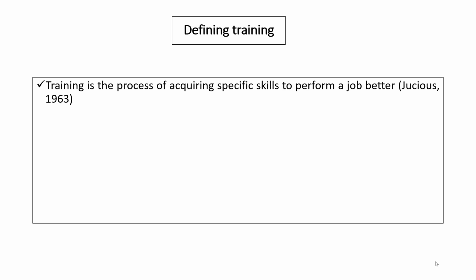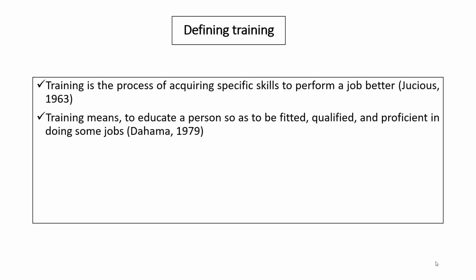Let's first define training. According to Jussius 1963, training is the process of acquiring specific skills to perform a job better. Similarly, Hama in 1979 defined training as to educate a person so as to be fitted, qualified, and proficient in doing some jobs.